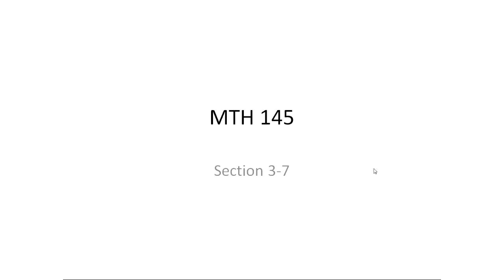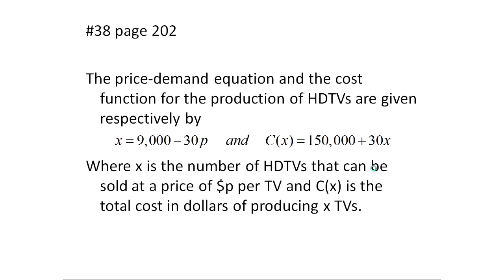Section 3.7 is where we're really going to go in depth with some of these interpretations we saw in section 3.6. Now we're finding different things, so the interpretations are going to be different, but it all comes back to the derivative being a rate of change. We even saw that with differentials in the previous section.